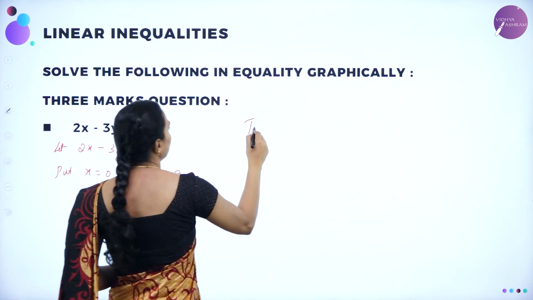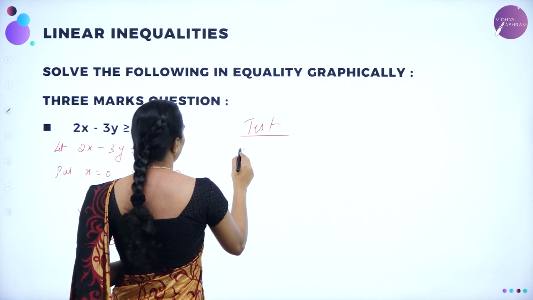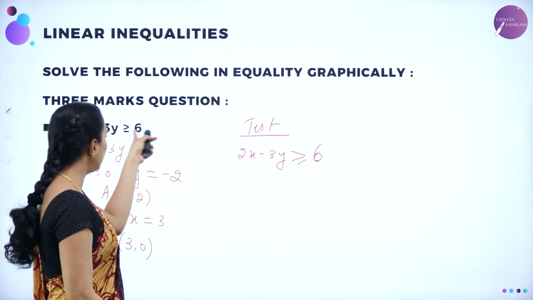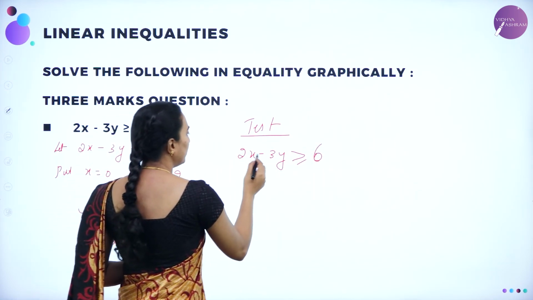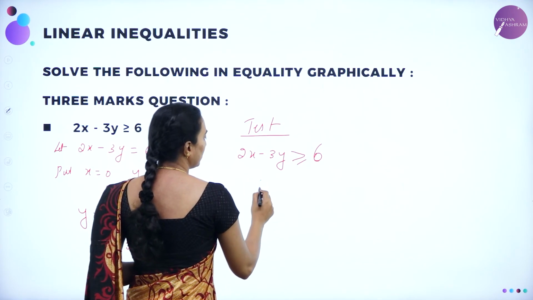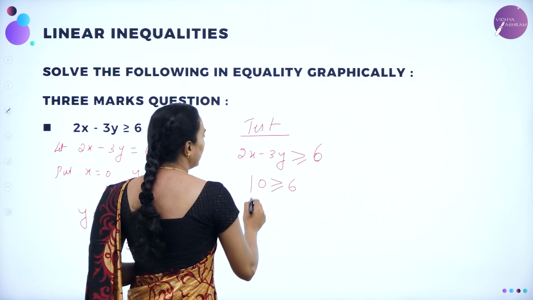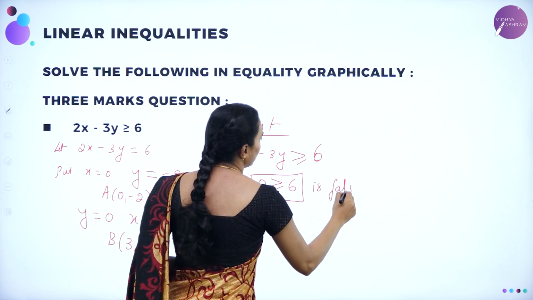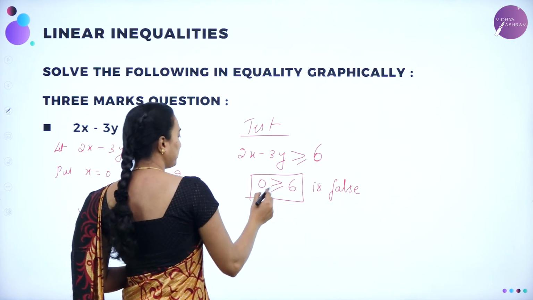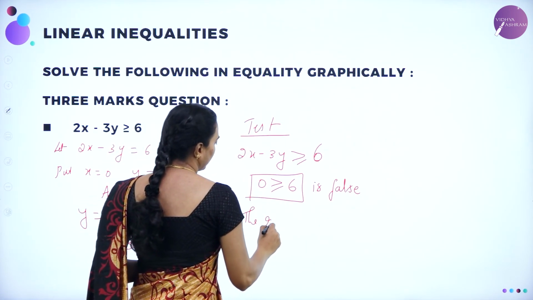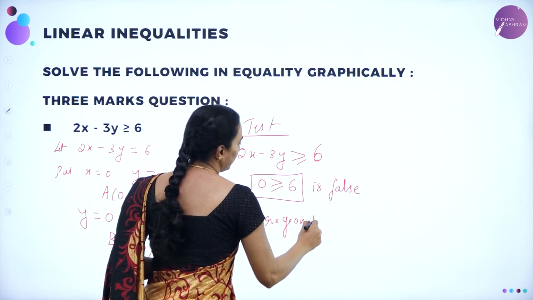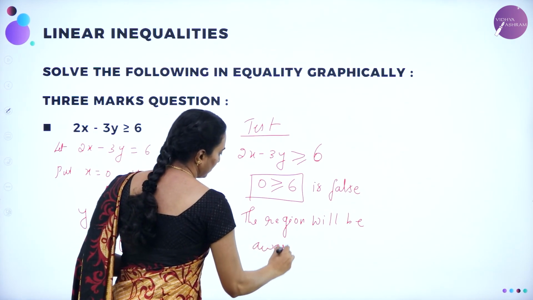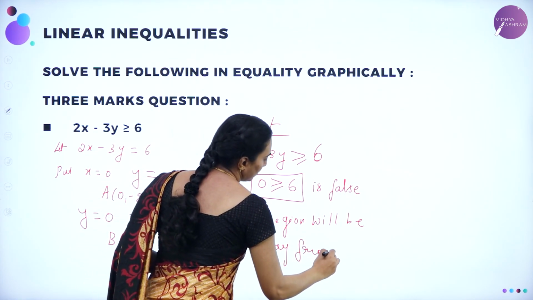Let me test for the origin. What is that? First you take the equation as it is: 2x minus 3y is greater than or equal to 6. Now you put x equal to 0, y equal to 0, which is 0 minus 0, is 0 greater than or equal to 6? Never. It is never greater than 6, which is false. Never equal to 6 also. Correct? So here the region will be away from the origin.